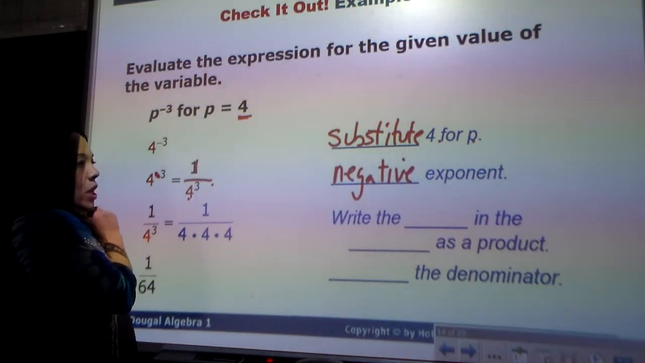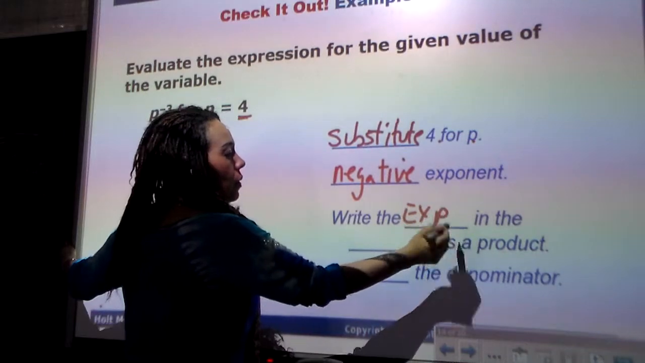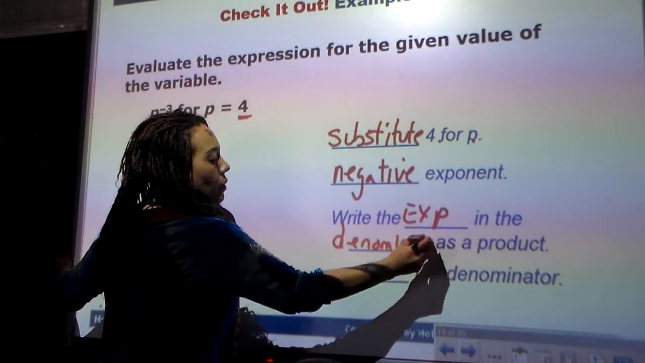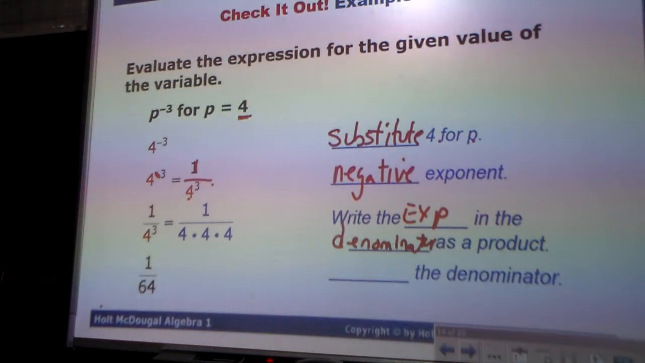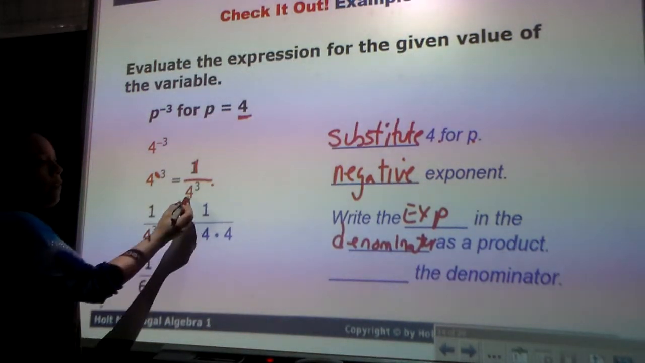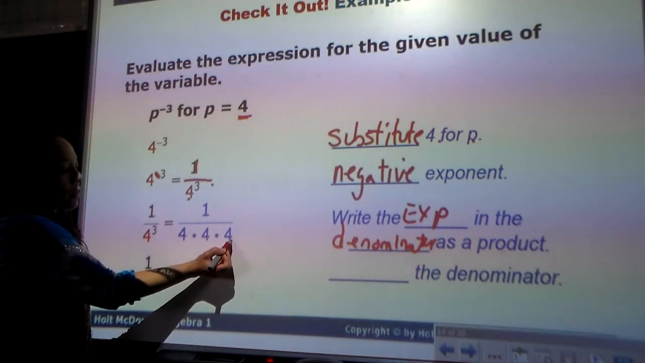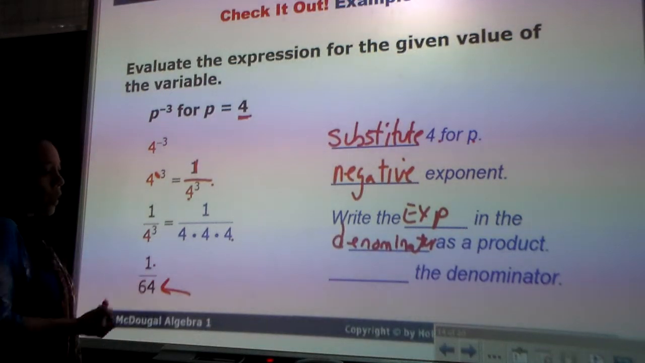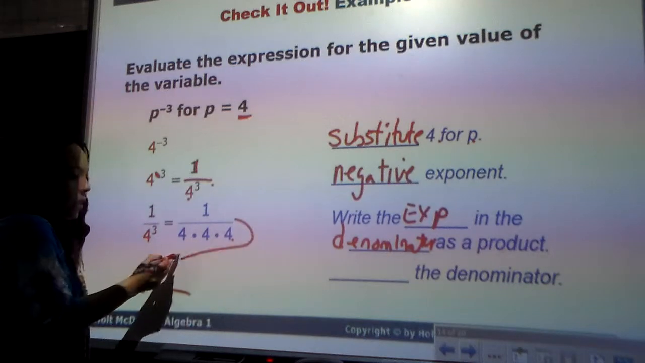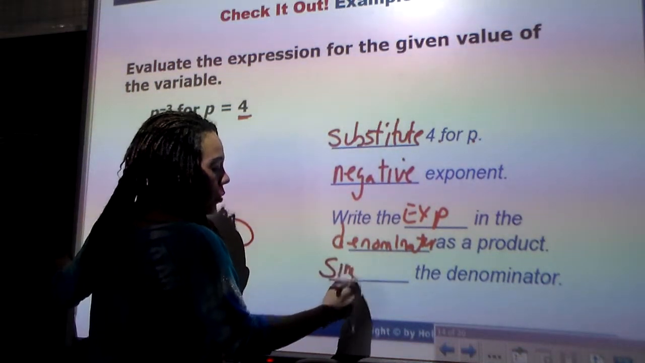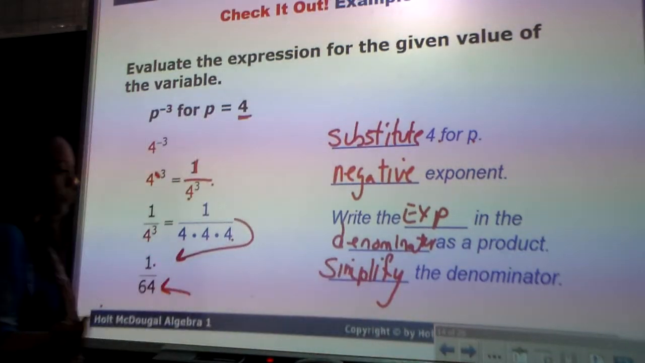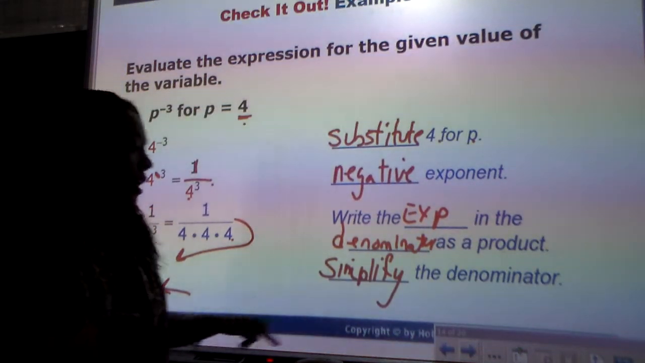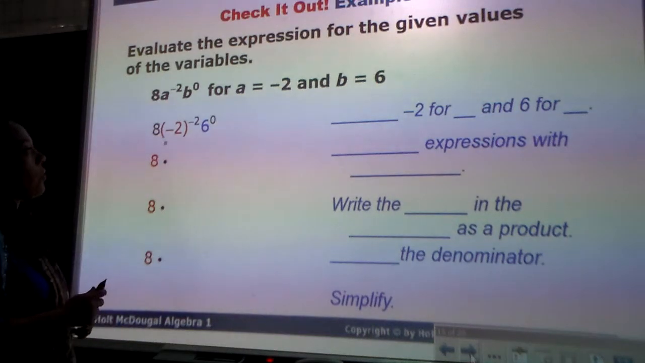Okay? You're going to write the exponent in the denominator as a product. What that means, product is when you multiply. 4 to the third means 4 times 4 times 4. Well, 4 times 4 is 16, times 4 is 64. And you still have a 1 over it. That's how we got that. What we did from here to here was called simplify the denominator. We just did the work out. Okay? So we substituted 4 for p, and we just did the work like you have been learning so far. Evaluating in these, we're substituting for whatever they give us.